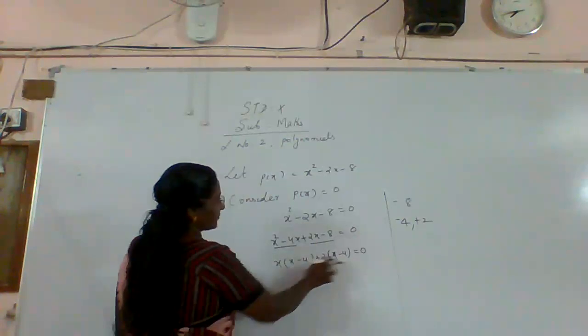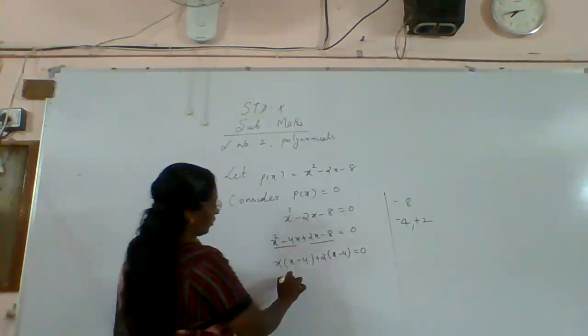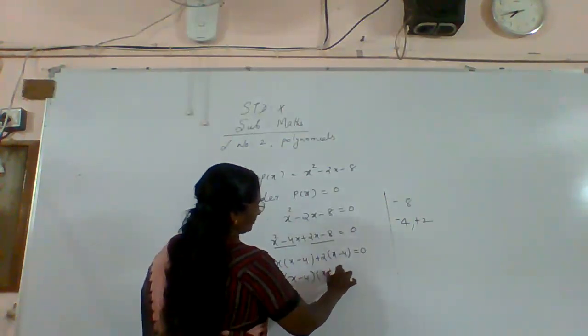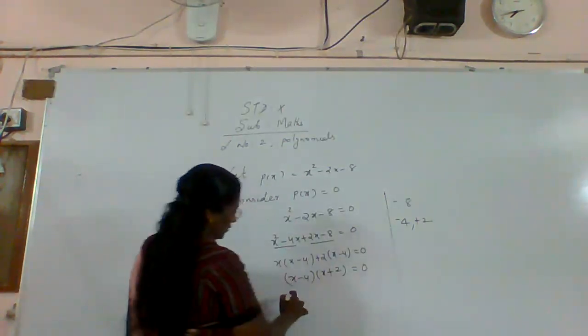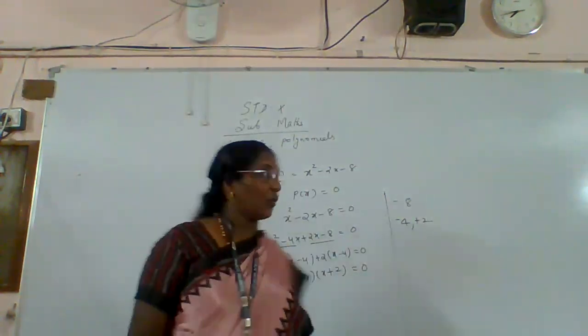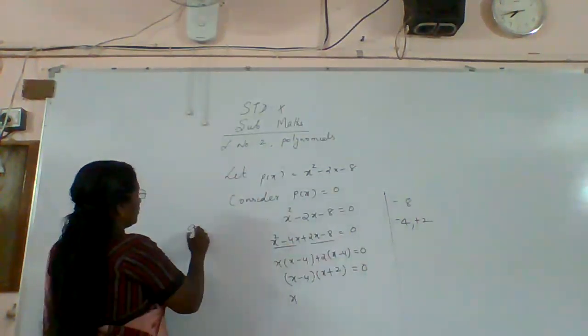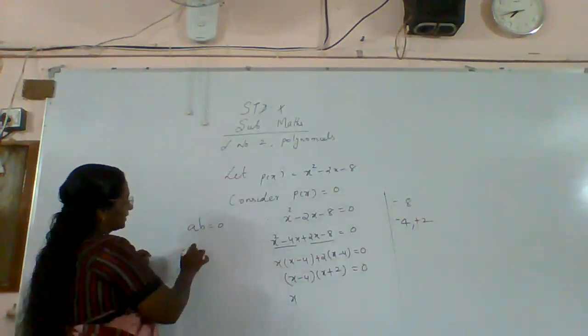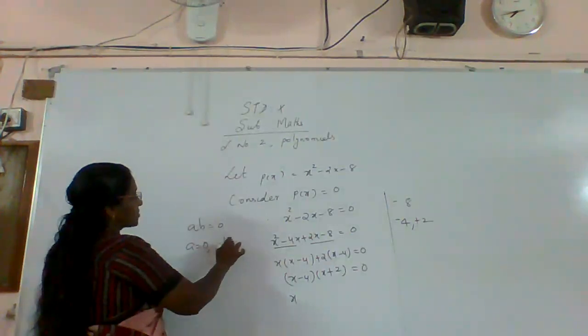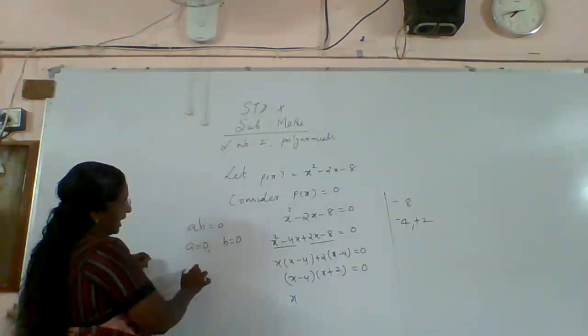Okay, now take x minus 4 common, x minus 4 into (x plus 2). So in the previous classes we have studied the product of two numbers a into b equal to 0. The meaning is that either a equal to 0 or b is equal to 0 or both can be 0.